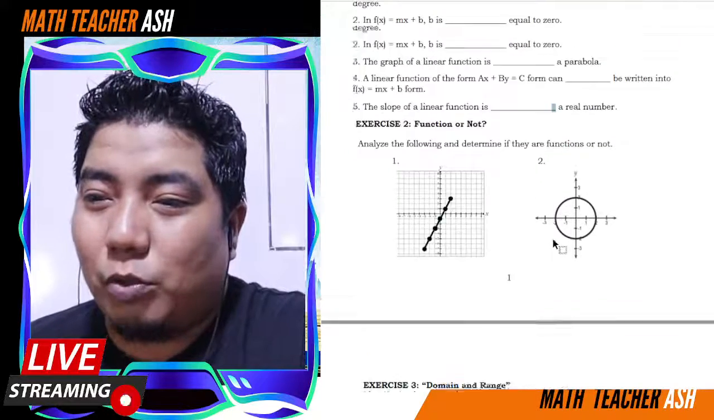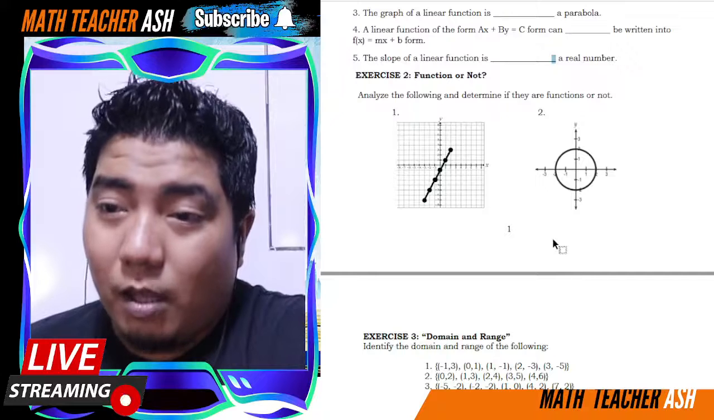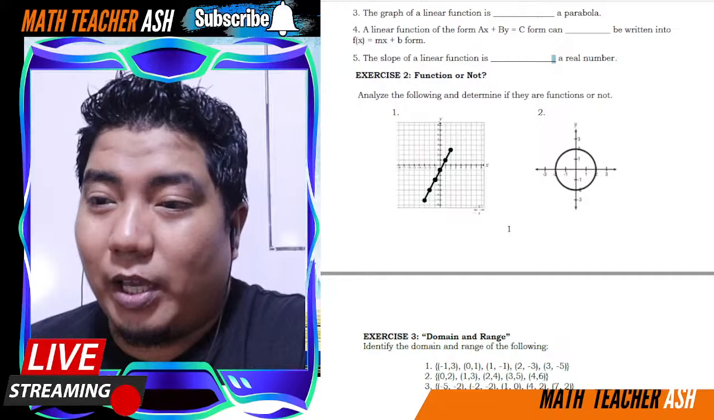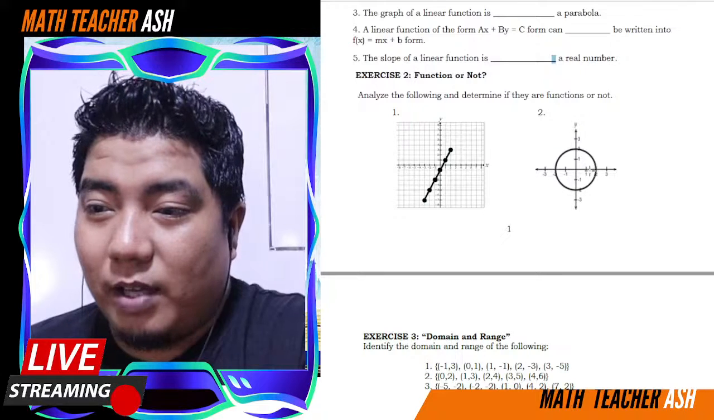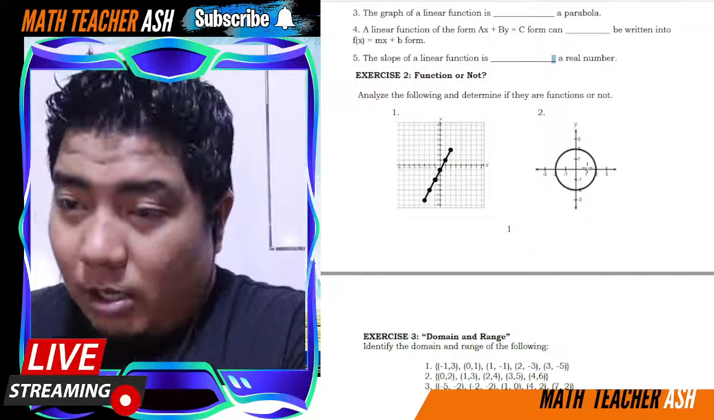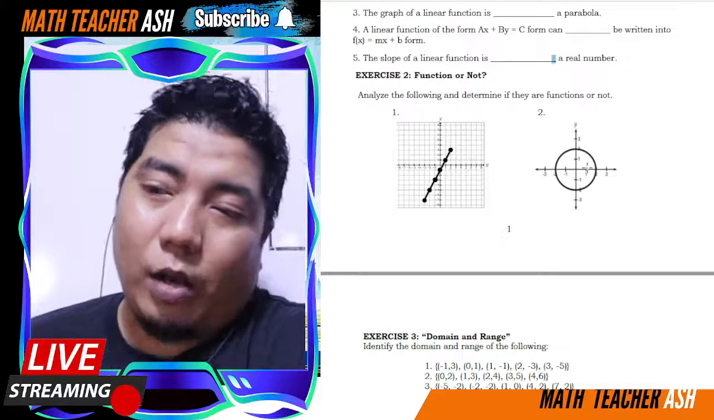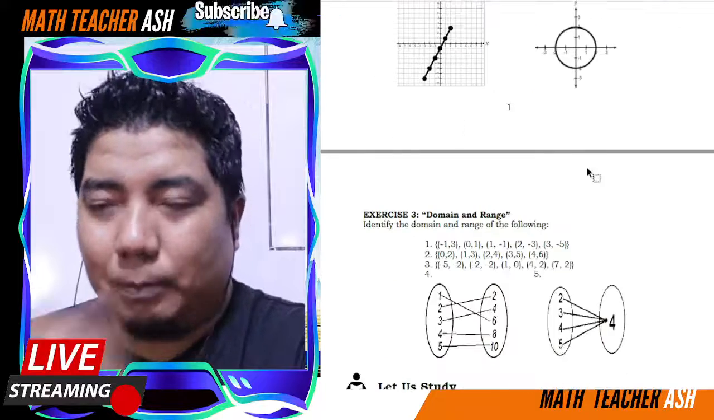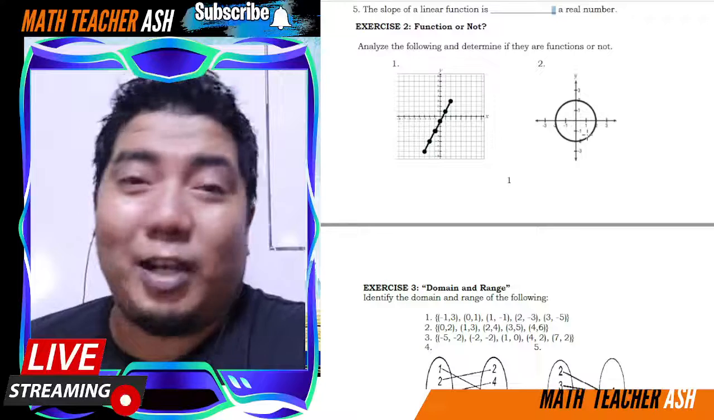Next, exercise 2. Same under pa rin dito sa ating pretest is to analyze a graph. The first given is a linear function and the second given is a circle, so circular graph ito. Kayo magsasabi kung sino sa kanilang dalawa ang function at saka hindi.